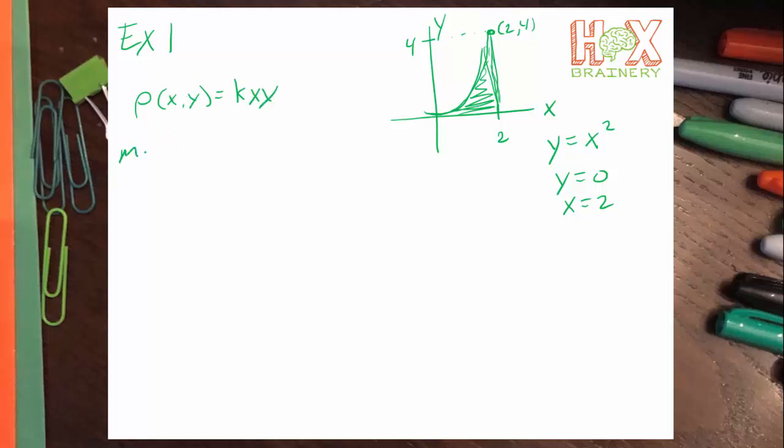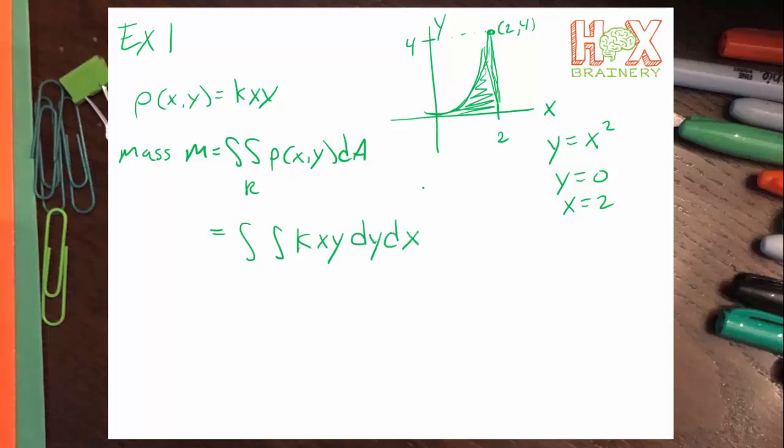All right, so mass m is going to be given by the double integral over the region for the density function dA. I'm going to replace this with k x y, and then the dA I'm going to write as dy dx. I'm going to put it in that order. So y is between 0 and this curve here, x squared, and x is between 0 and 2. All right, so I set up my limits of integration.